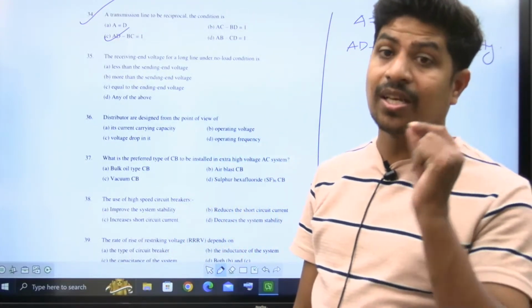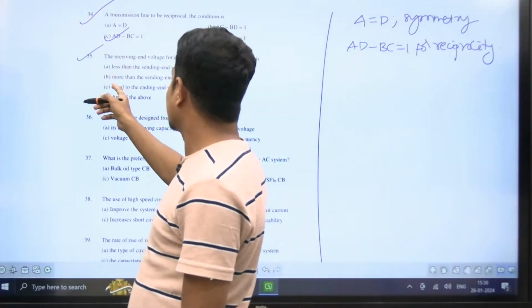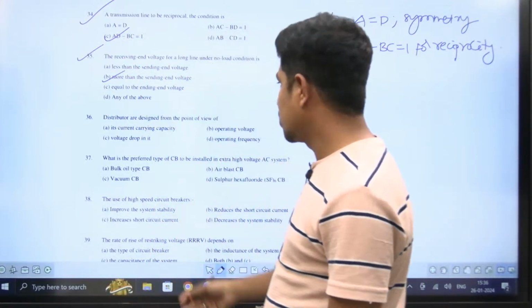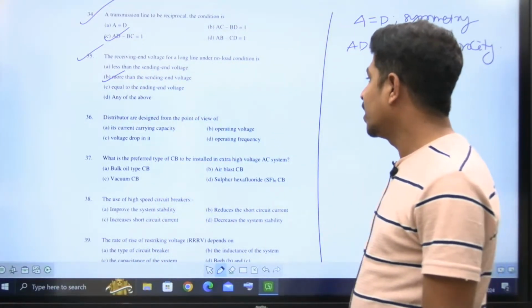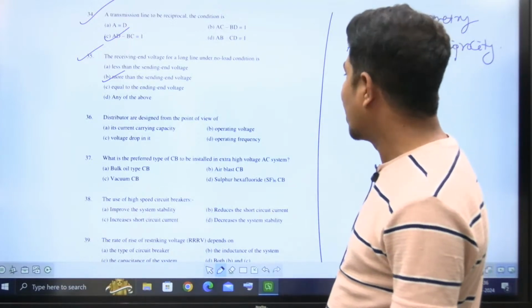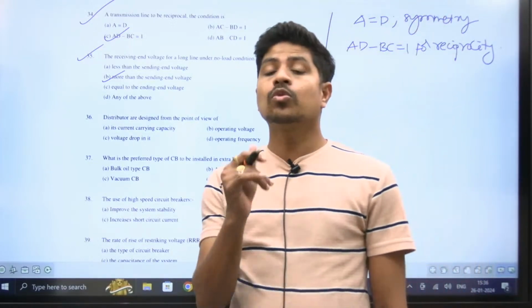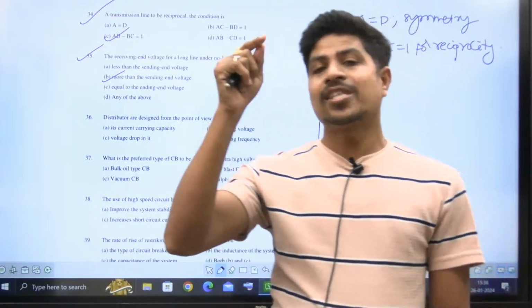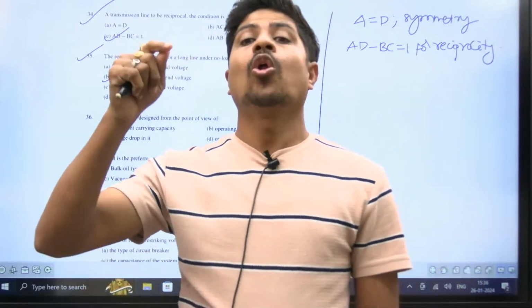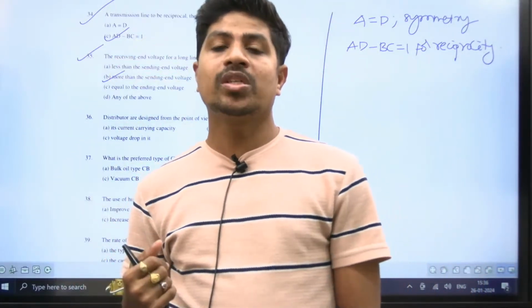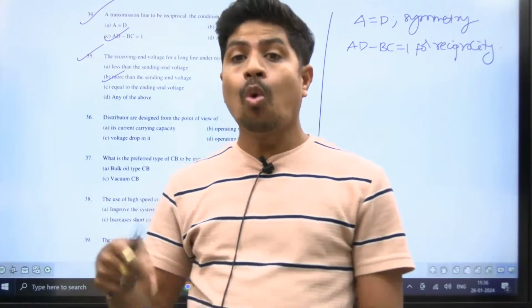This effect is called the Ferranti effect. The answer is going to be more than the sending end voltage. Option is B. Distributors are designed from the point of view that, for distribution, you have to keep two things in mind: the transmission line is designed to have low power loss, and the distribution line is designed to have low voltage drop.